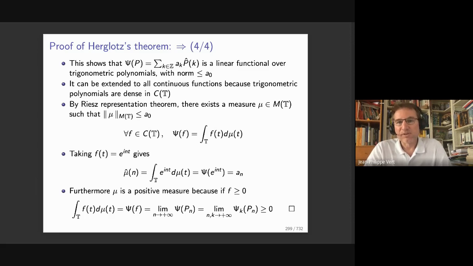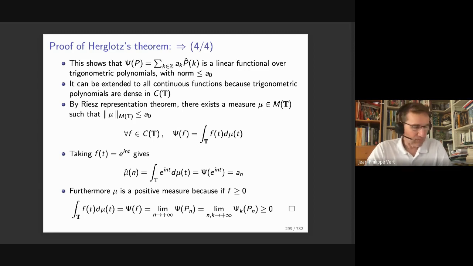And the fact that mu is non-negative just comes from observing that the non-negativity that we had initially of mu n over polynomials passes to the limit. Right, so if f is non-negative, we can write the integral of f of t d mu of t as psi of f, which is the limit of psi of Pn, where Pn is a sequence of trigonometric polynomials that converges to f in supremum norm. And then we can approximate psi of Pn by what I call psi k, which is just obtained by the measure mu k. And this one was non-negative.